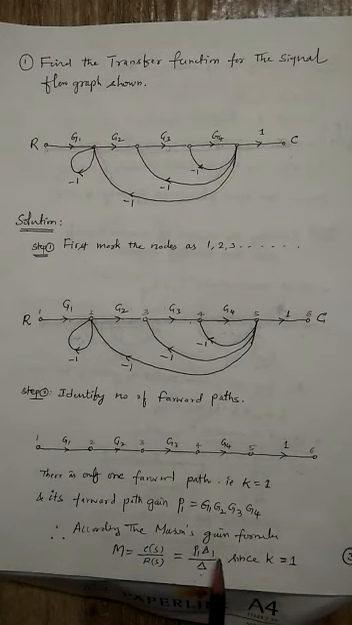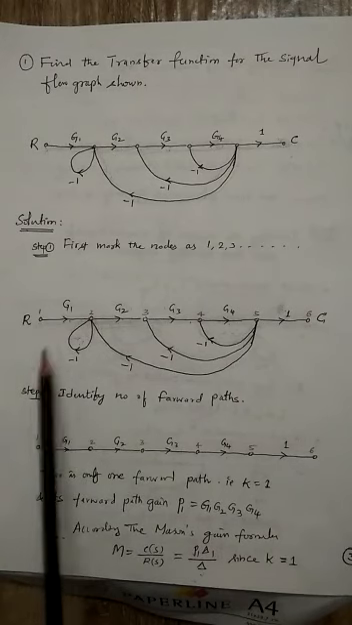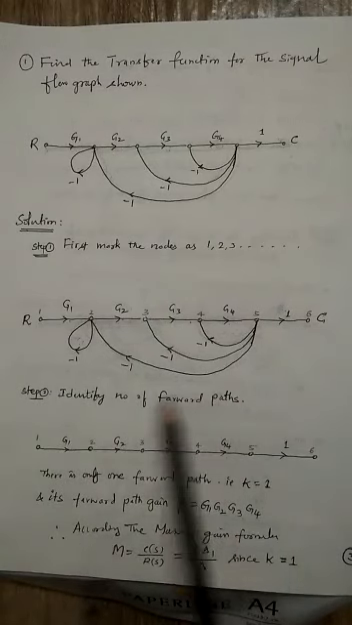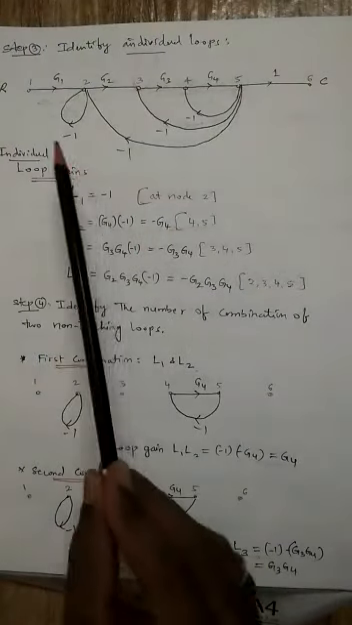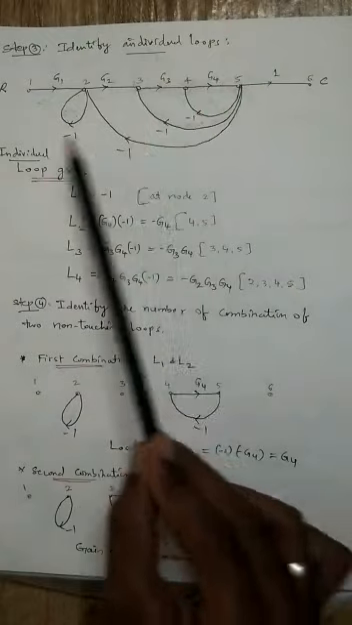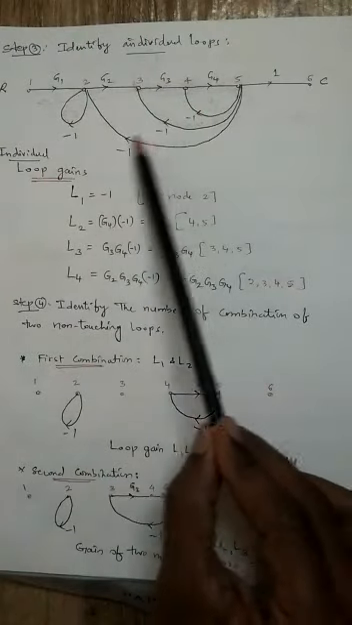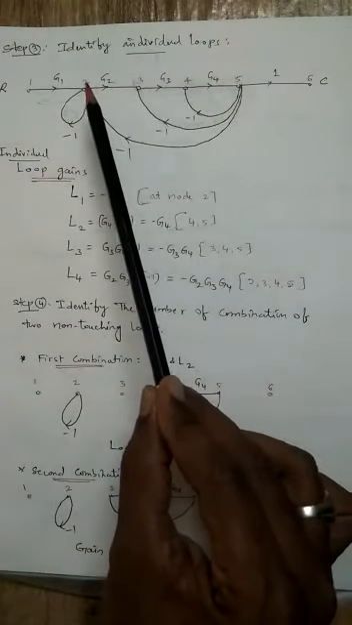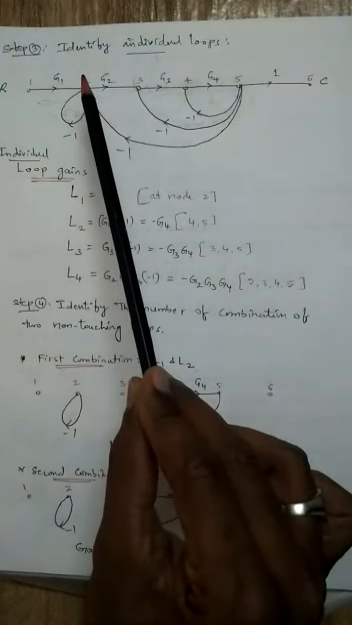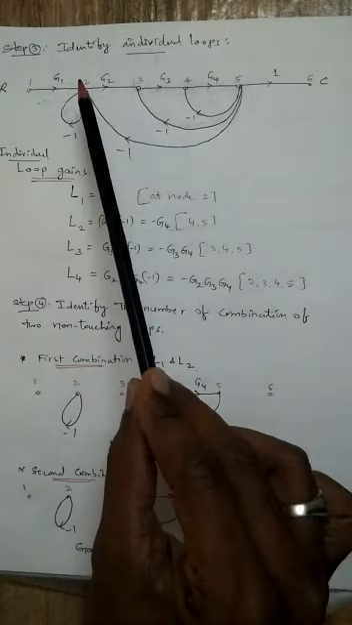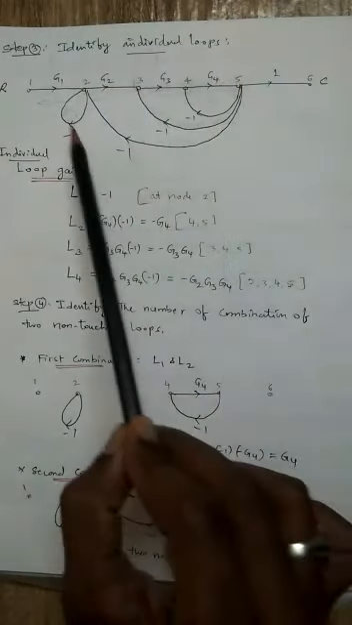To find delta 1 and delta, you have to identify how many loops are there in the given signal flow graph. So the same graph is written here. Let us identify how many loops are there. A loop originates and terminates at the same node and no node is repeated in that path.